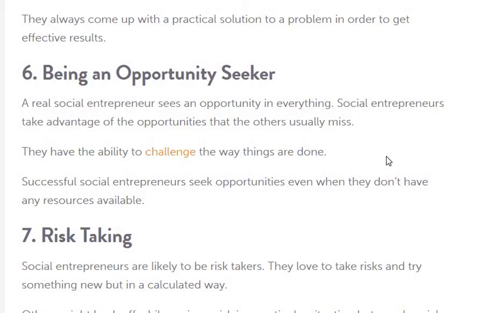This is an important part of a successful social entrepreneur. They seek opportunities even when they do not have any resources available, because they have the ability to challenge the way, to challenge the things which are done.